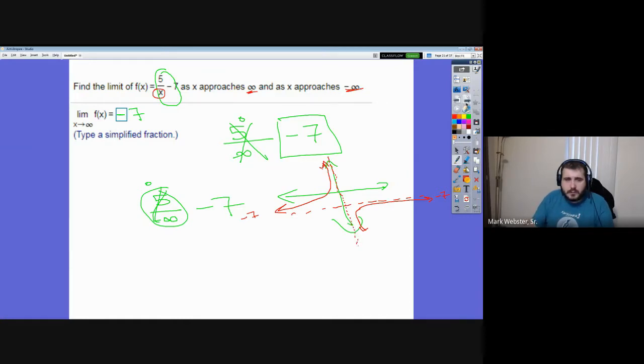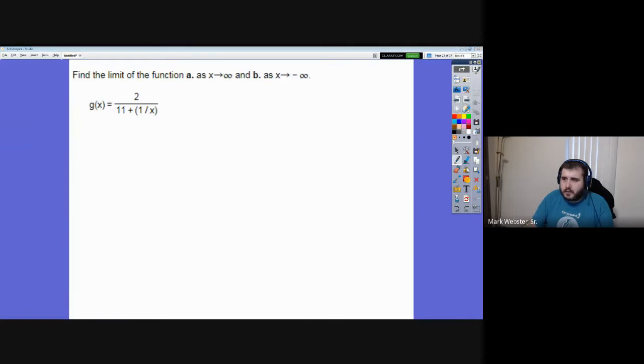As we keep going, we're going to be doing the same sort of thing. So once again, we're going to make x go to infinity and negative infinity. Now, this looks really weird, but the way that it's written like this makes it very easy. Because look, 1 over x, when x is infinity, 1 over a really big number is basically 0.